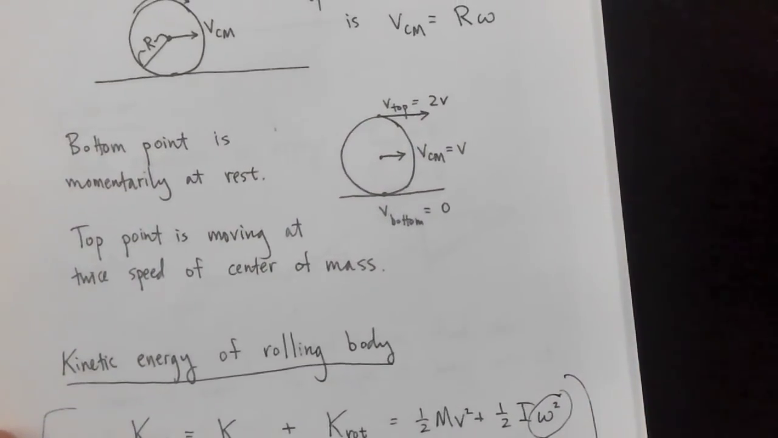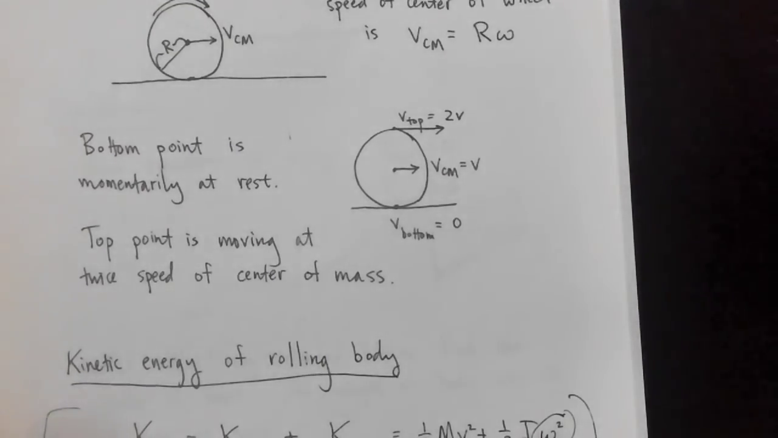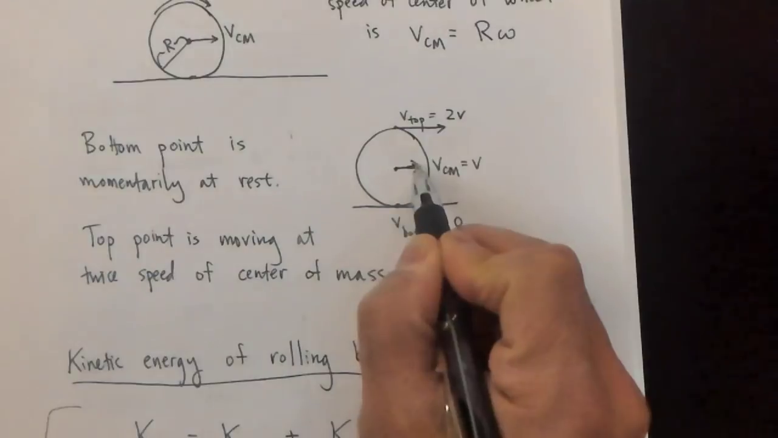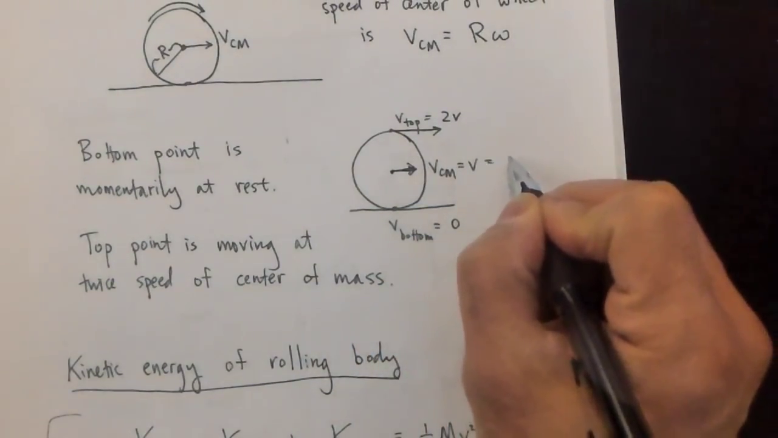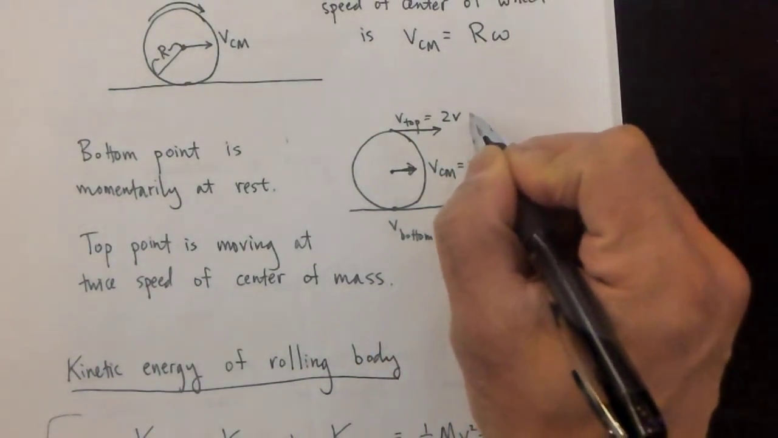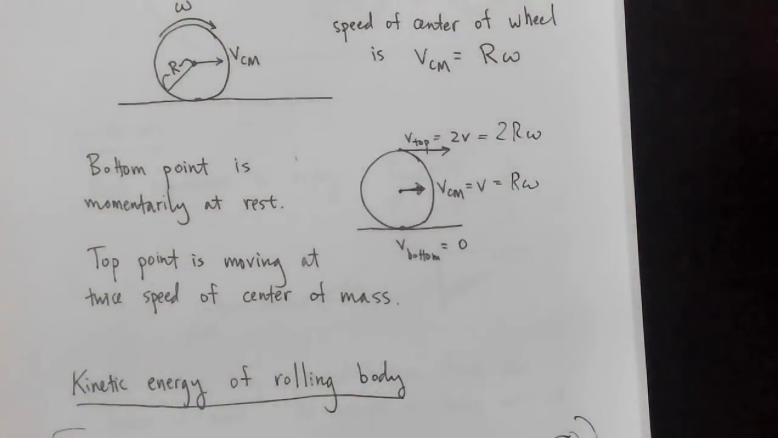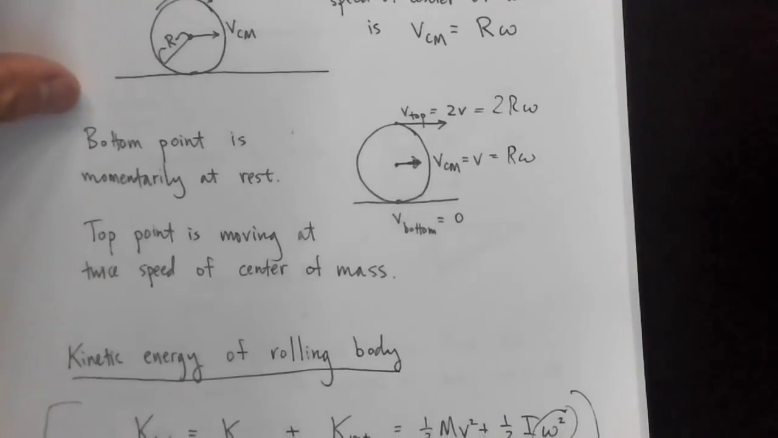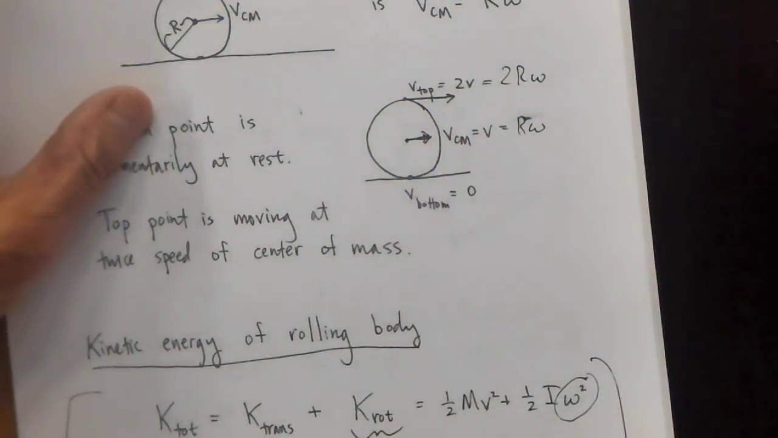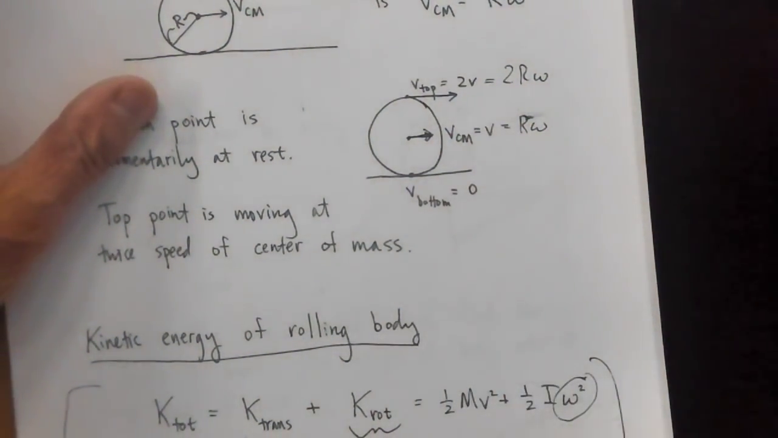Top. Yeah. Yeah, doesn't matter. It always does that. So the center of the wheel is going the same, V is equal to R times omega. But the top of the wheel will be going 2 times R times omega. Okay. All right. We didn't really cover this. I'm just telling you this because it's kind of interesting.